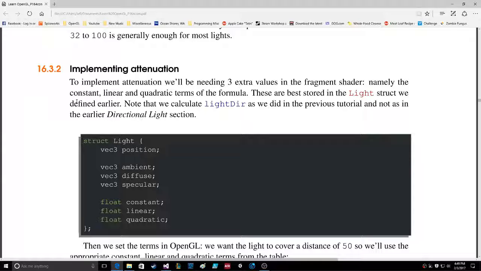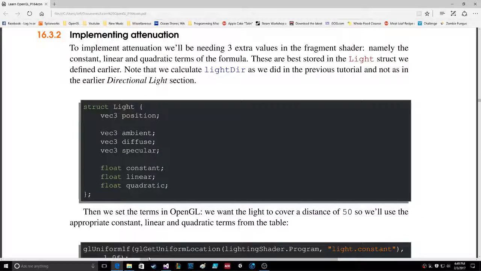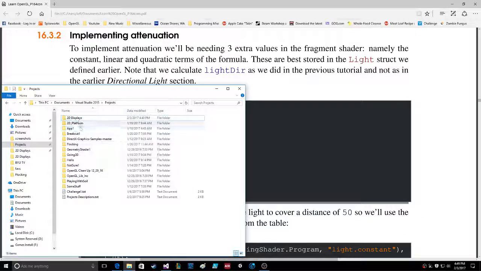Alright. Implementing attenuation. To implement attenuation, we'll be needing 3 extra values in the fragment shader, namely the constant, linear, and quadratic terms of the formula. These are best stored in the light struct we defined earlier. Note that we calculate light dir as we did in the previous tutorial and not as in the earlier directional light section. So let's put that in our fragment shader.